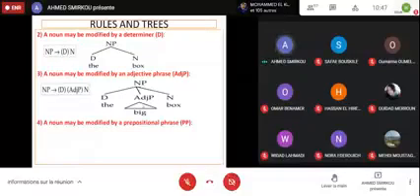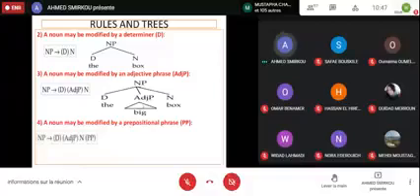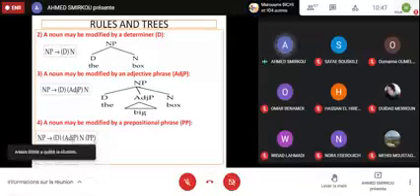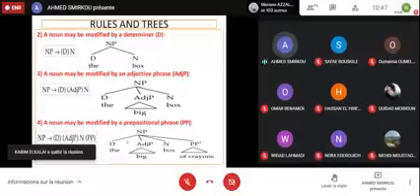Number four, a noun may be modified by a prepositional phrase. So this is an example. In the NP, the preposition phrase always comes after the noun. So again, the preposition phrase is optional. Adjective phrase is optional. Determiner is optional. The only element which is obligatory is the noun. So here is an example of the NP: the big box of crayons.